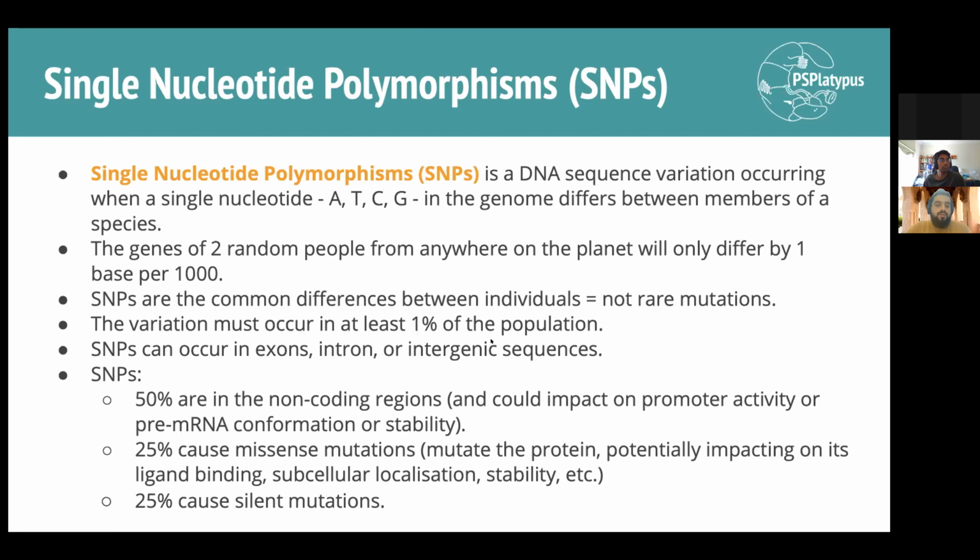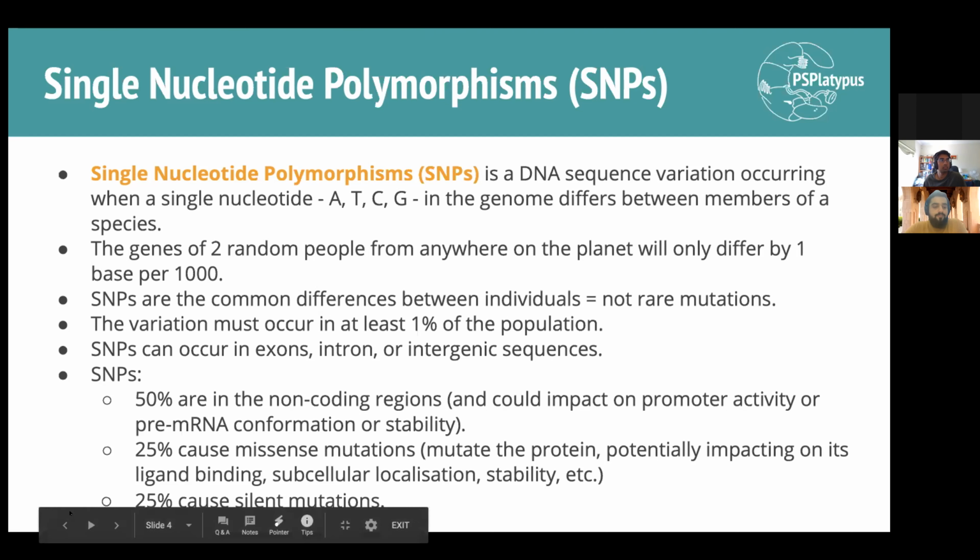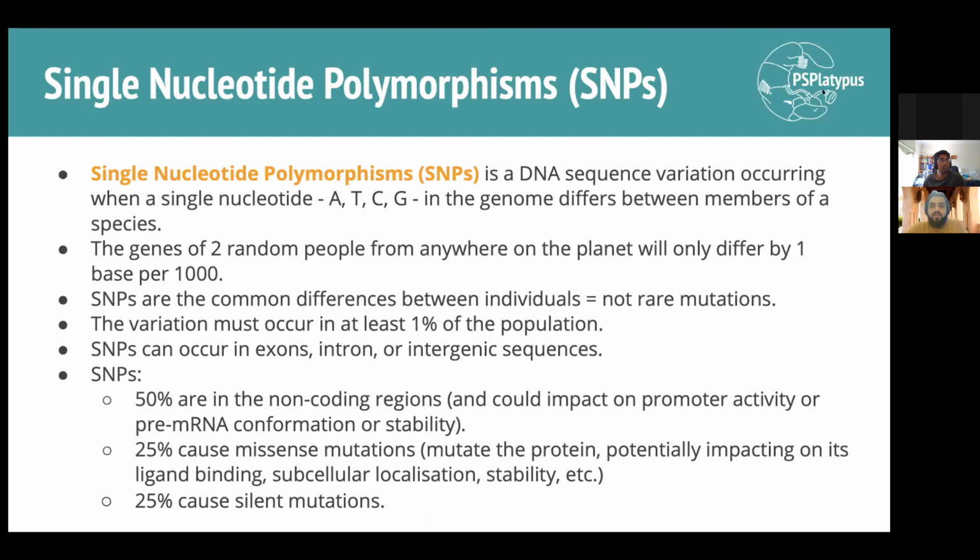SNPs can also occur in exons, introns, and intergenic sequences. If we divide the mutations of SNPs, 50% are in the non-coding regions. This could have an impact on promoter activity or pre-mRNA conformation or stability. 25% can cause missense mutations, and the remaining 25% can cause silent mutations. They are silent.